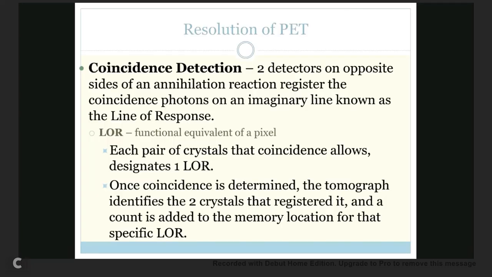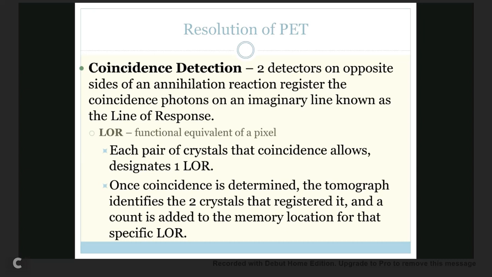Alright, so resolution of PET. So you have coincidence detection. Two detectors on opposite sides of an annihilation reaction register the coincidence photons on an imaginary line known as the line of response. You need to know that. The line of response is the functional equivalent of a pixel.